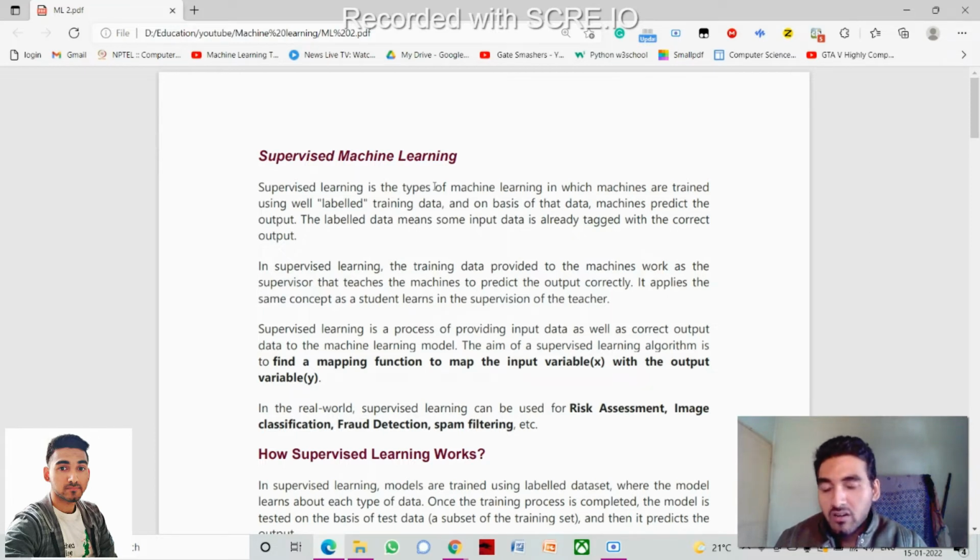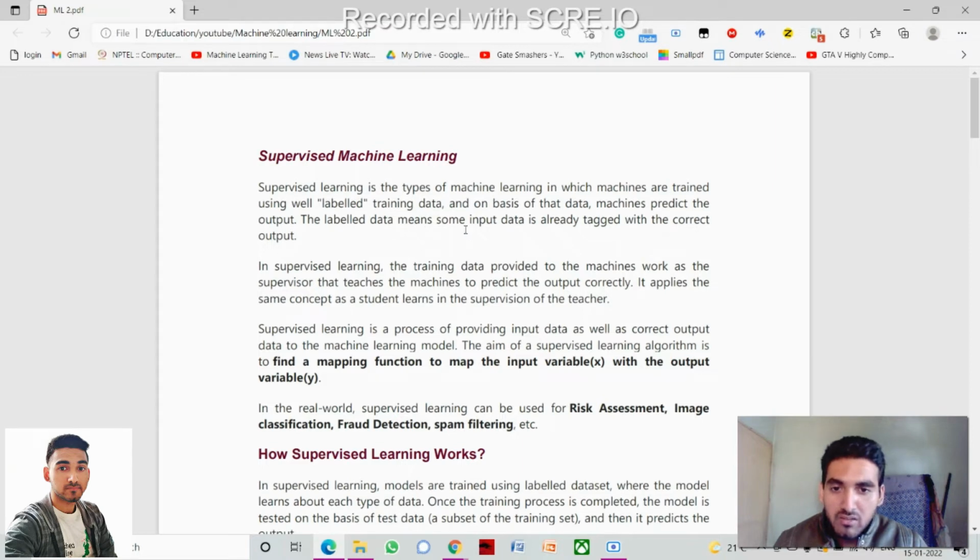You know that there are four types of machine learning: supervised, unsupervised, semi-supervised, and reinforcement machine learning. The first type is supervised learning. Supervised learning is a type of machine learning in which machines are trained using well-labeled training data, and on the basis of that, the machine predicts the output.